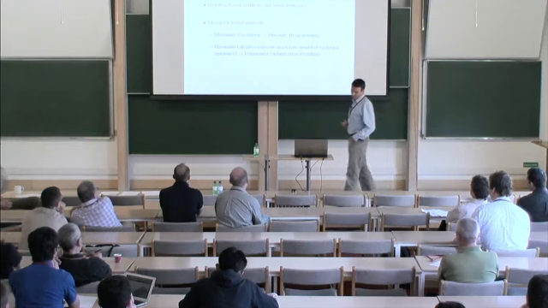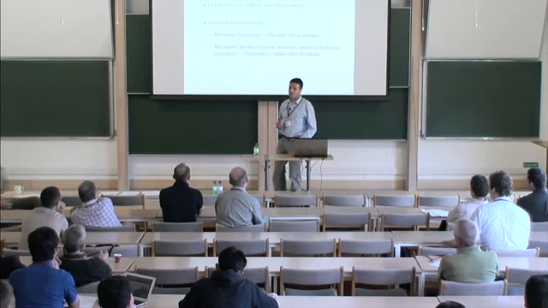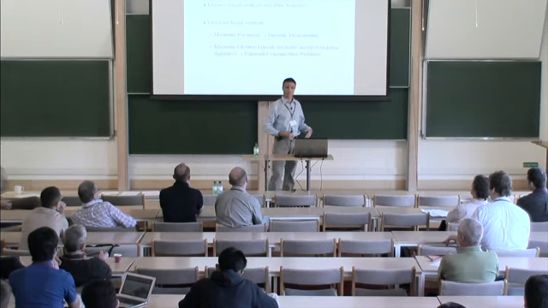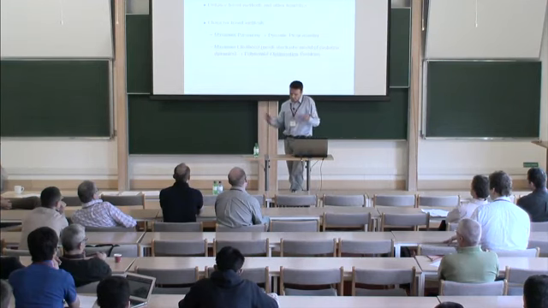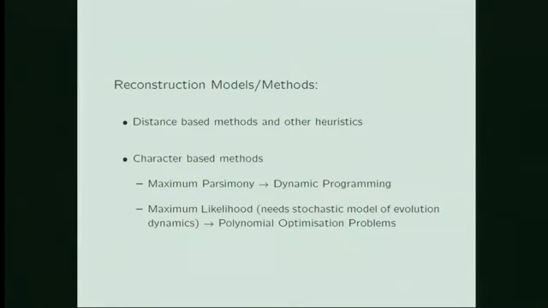So reconstruction models, or should we say methods, because some of the reconstruction methods are not based on a model. It's just someone invented an algorithm and says, look, we're using this and we get this phylogeny, and that seems right. So there are lots of heuristics that are based on distance. The idea underlying all of these methods is that if two taxa have very similar genomes, they should be more closely related than two taxa that have very different genomes. But how do you measure that distance and so on?